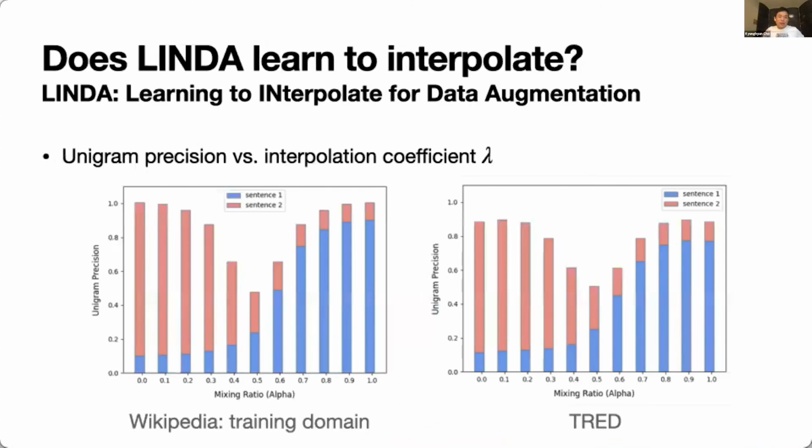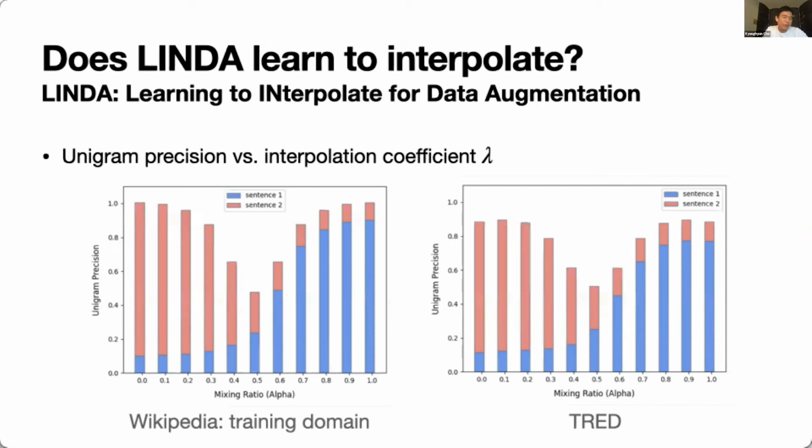So then the question is, does this approach, which we call LINDA, learning to interpolate for data augmentation, actually learn to interpolate? Looking at the unigram precision versus the interpolation coefficient, we look at whether the generated interpolation overlaps well with the first sentence or the second sentence using the unigram precision, and then look at that with respect to the interpolation coefficient. What we see is that yes, the unigram precision very smoothly changes as we change the interpolation coefficient.